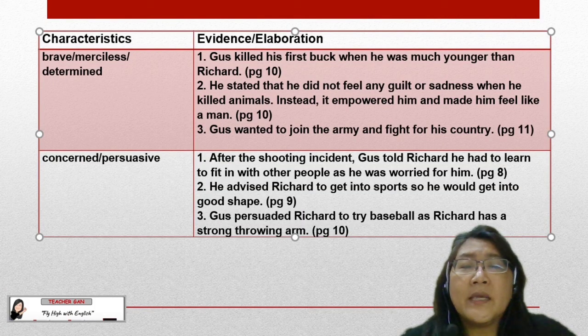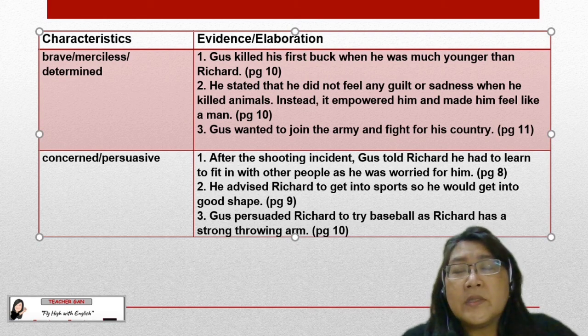Let's look at Gus' characteristics. First, Gus is brave, merciless or determined. Evidence. Number 1. Gus killed his first buck when he was much younger than Richard. 2. He stated that he did not feel any guilt or sadness when he killed animals. Instead, it empowered him and made him feel like a man. 3. Gus wanted to join the army and fight for his country.